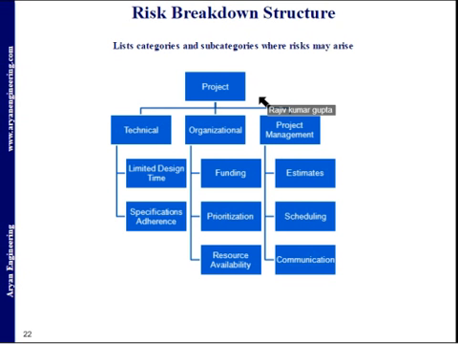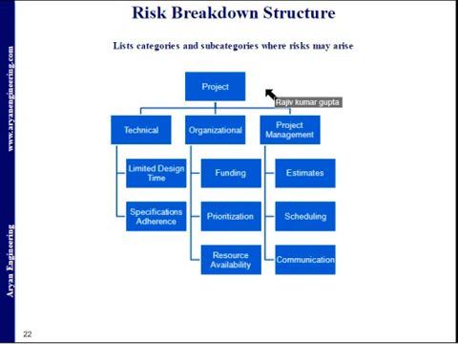Now you can see this risk breakdown structure, RBS. That is the list of categories and subcategories where risk may arise. If you can see, there is a project, and it's technical, organization, project management, and so on. This hierarchically organized depiction of the identified project risk is arranged by category. Risk breakdown structure is a tool that helps identify the risk for a project.